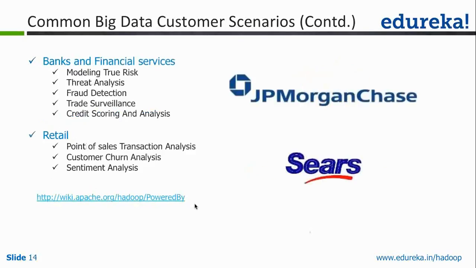Now, in banks and financial services, JP Morgan Chase, for example, is one of the largest banks. In fact, all the top 5 banks use Hadoop. In fact, 3 of the top 5 banks use Cloudera Hadoop itself. So what do they use Hadoop for? Basically, for modeling true risk. What that means is that for a particular loan or a particular transaction, you have to look at what risks could be associated with it.